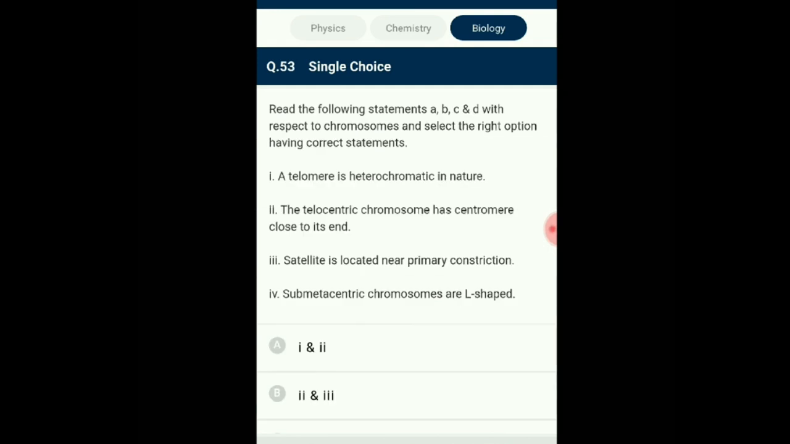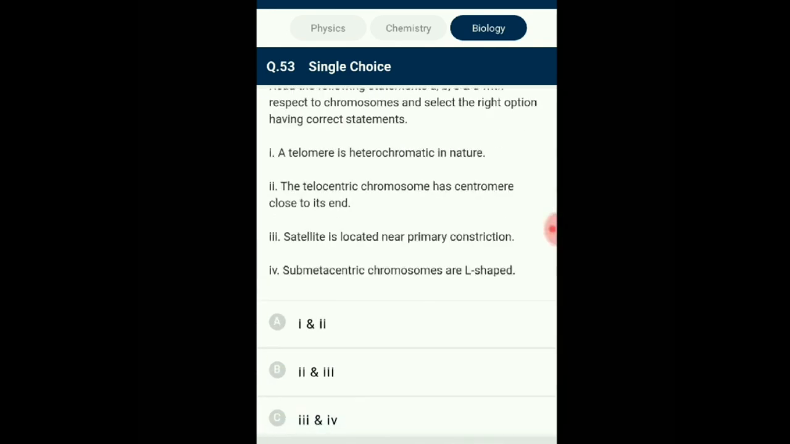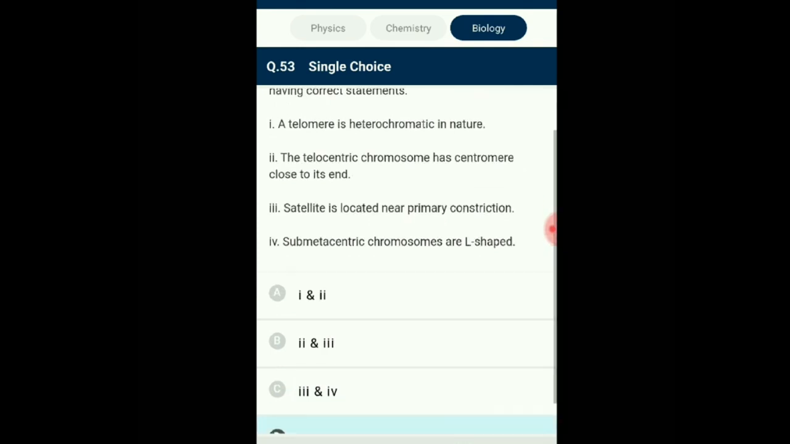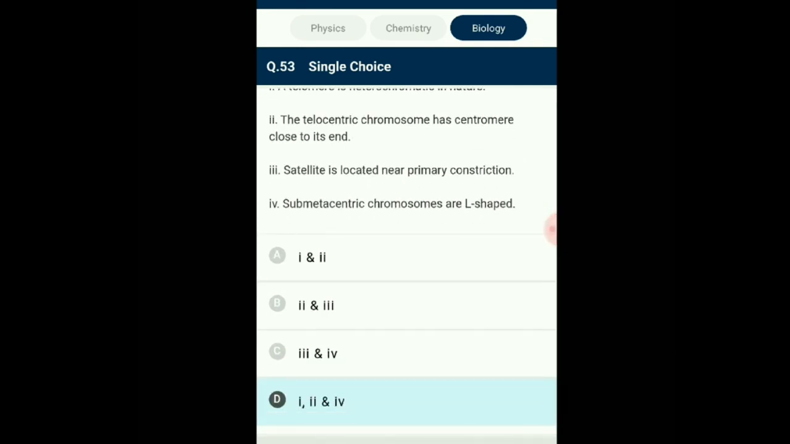Question number 53. Read the following statements A, B, C and D with respect to chromosomes and select the option having correct statements. A centromere at the end of the chromosome, and in acrocentric chromosome, centromere is near the end. The centromere is present in the primary constriction and all chromosomes have primary constriction, but some chromosomes during metaphase also show secondary constriction that are called satellites. They are present in some chromosomes and help to identify the chromosome from others. So the answer is option D. First, second and fourth statements are correct.